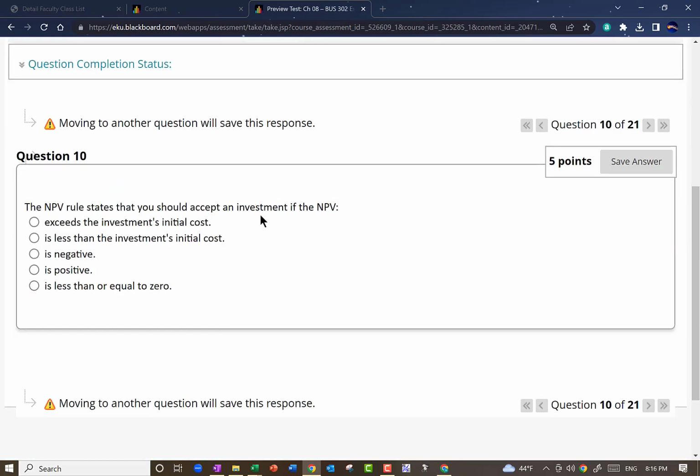NPV rule states that you should accept an investment if the NPV is what? It's greater than one, positive. Positive, that's PI. If NPV is positive, you should accept, otherwise you should not.